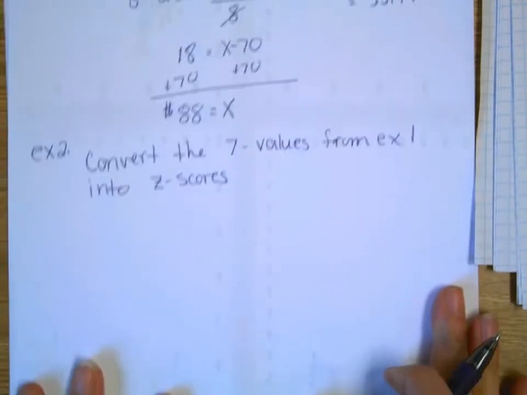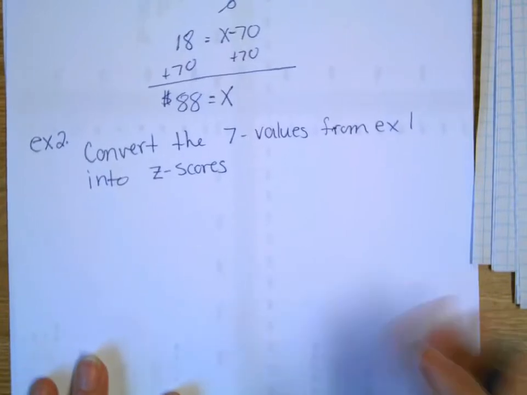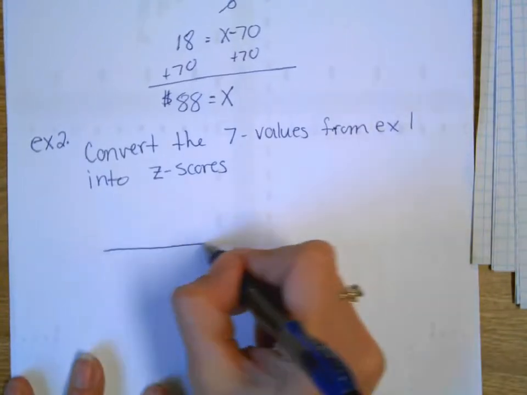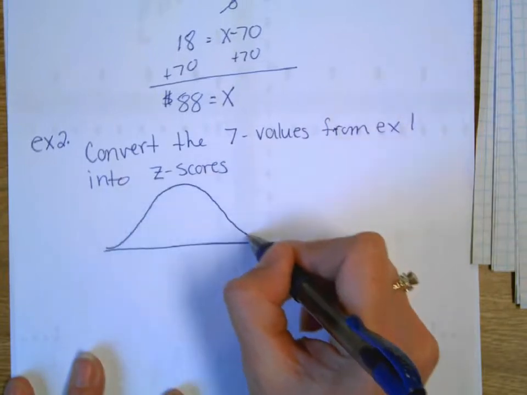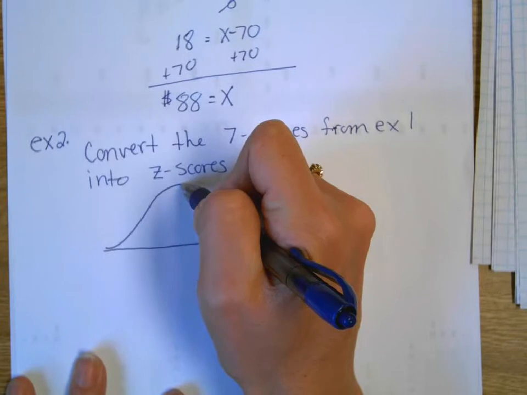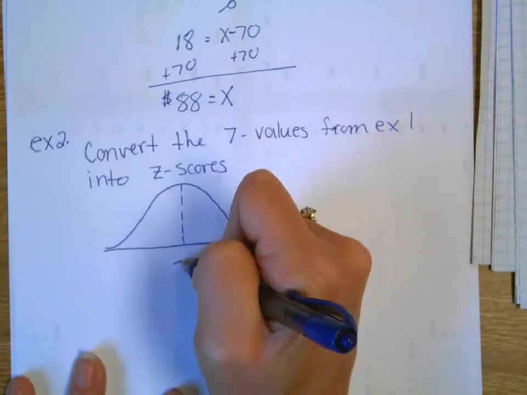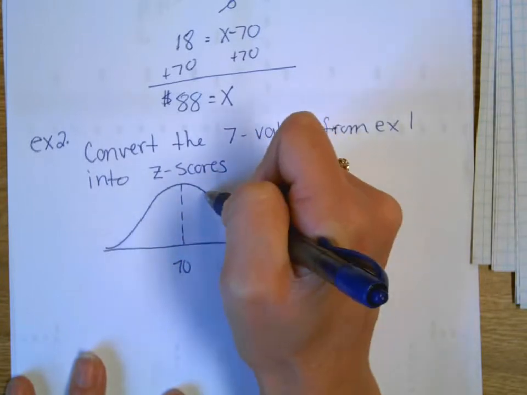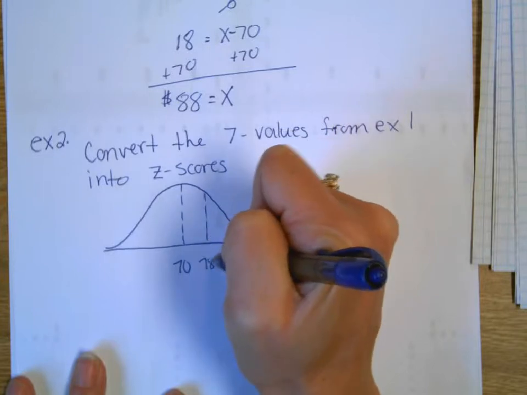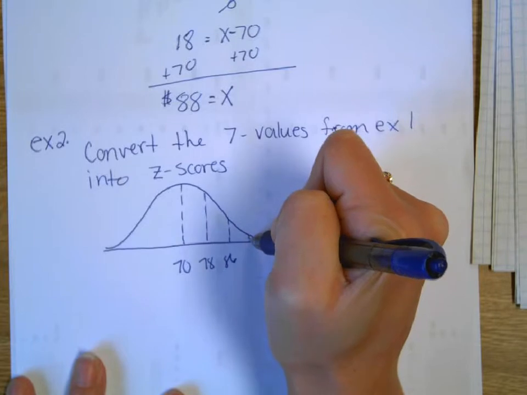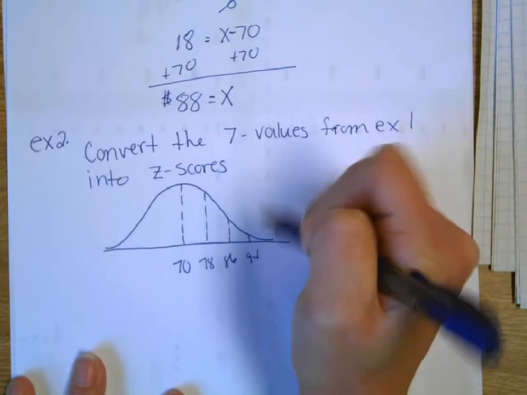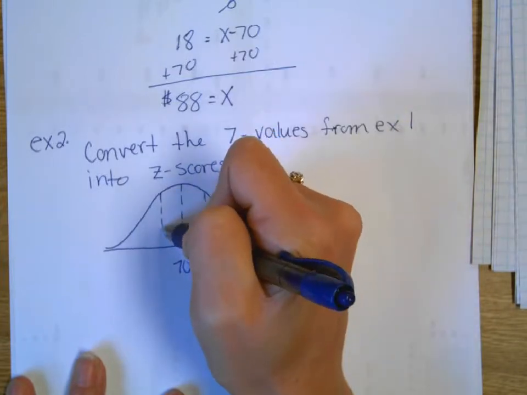Okay. We're going to take those 7 values from example 1 that are on that graph and convert them into Z-scores. Sounds like fun. Super easy. You had the 70, the 78, 86, and 94. And then the 3 below.